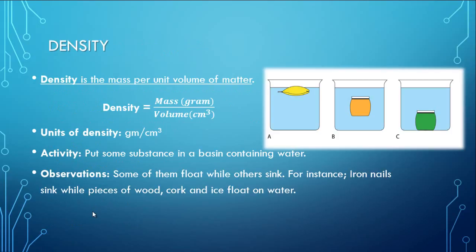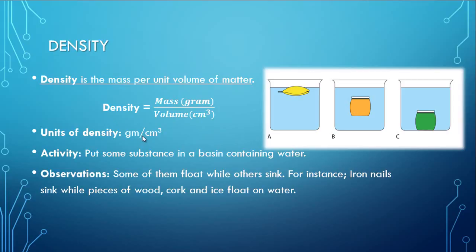What's meant by density? Density is the mass per unit volume of matter. We can calculate the density by knowing the mass of the object, and its unit is gram, and by knowing the volume of the object, and its unit is cubic centimeter. So the unit of density is gram per cubic centimeter.